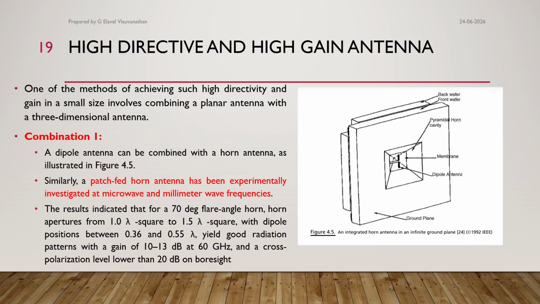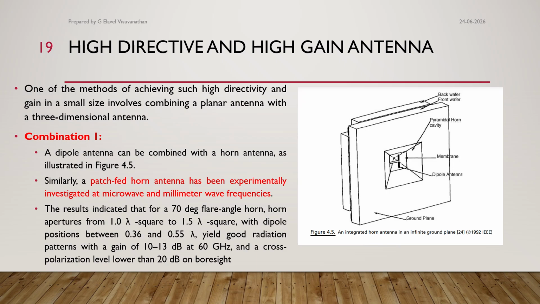High directive and high gain antenna. One of the methods of achieving high directivity and high gain in a small size involves combining a planar antenna with a three-dimensional one. So here we can see clearly, it is going to consist of an antenna, a three-dimensional one. With this, you can go for the ground, we can go for the front, we can go for the back. So with this, we can clearly see the combination. A dipole antenna can be combined with a horn antenna.